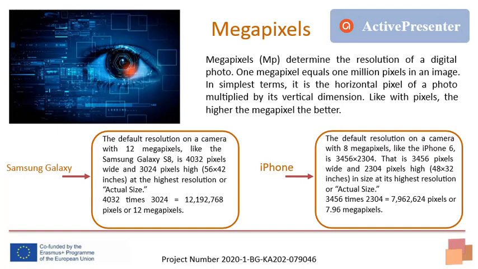iPhone. The default resolution on a camera with 8 megapixels, like the iPhone 6, is 3456 times 2304. That is 3456 pixels wide and 2304 pixels high, 48 times 32 inches, in size at its highest resolution or actual size. 3456 times 2304 equals 7,962,624 pixels or 7.96 megapixels.